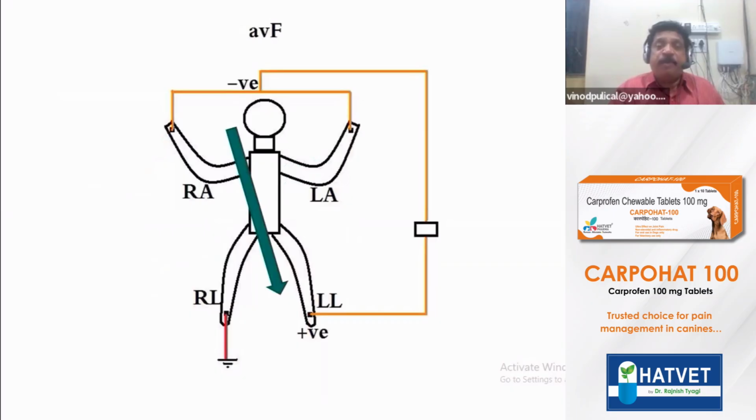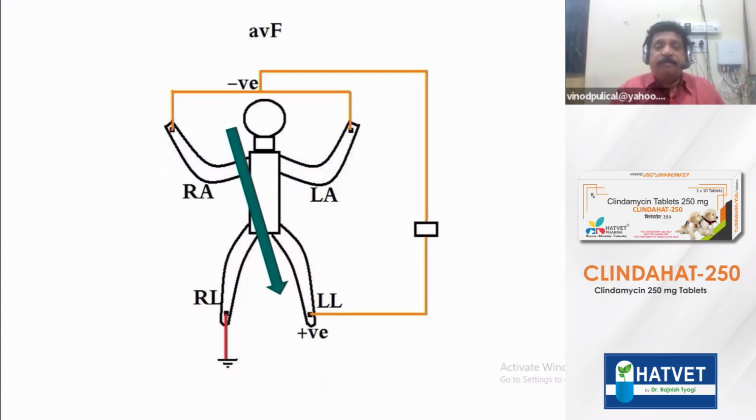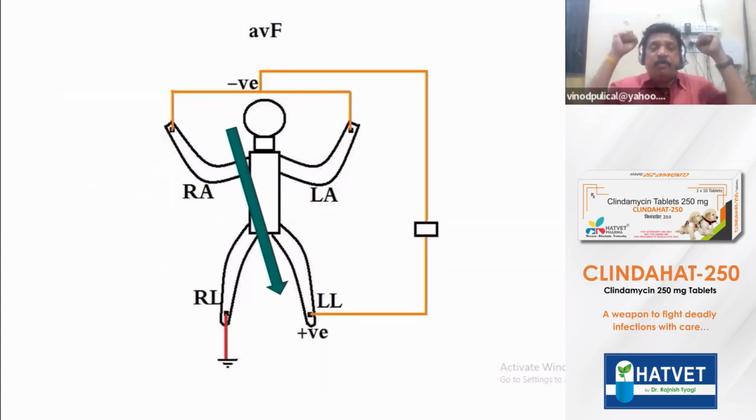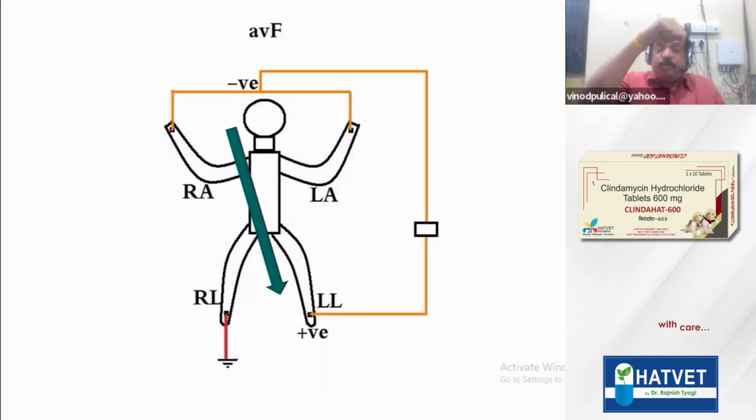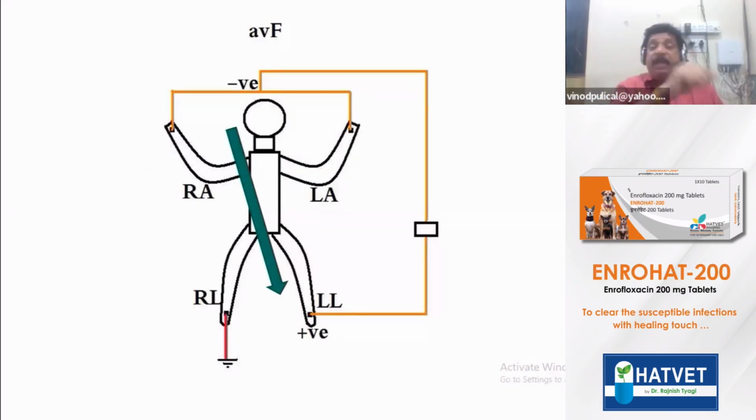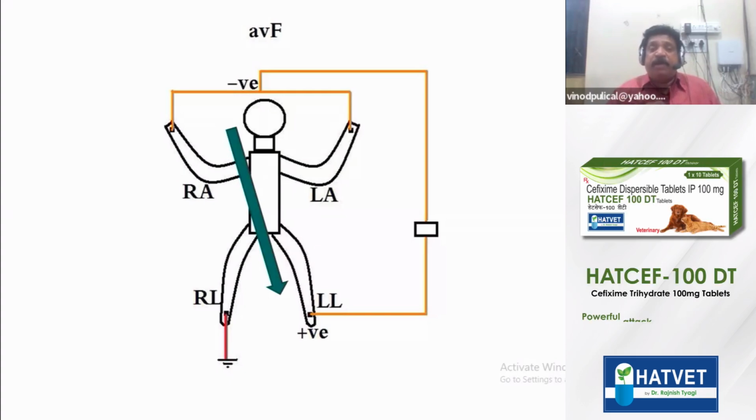Then coming to the AVF, augmented vertex front, in this you can see that the augmentation is done between the combination. The negative electrode is a combination of both the forelimbs, and the positive electrode is the left hind limb, and the right hind limb is the earth only. Here also in AVF, the ECG is looking at the heart from the base towards the apex, almost similar to the L2 in the unipolar limb lead system. So you can see that this AVF is also very important, like the L2.